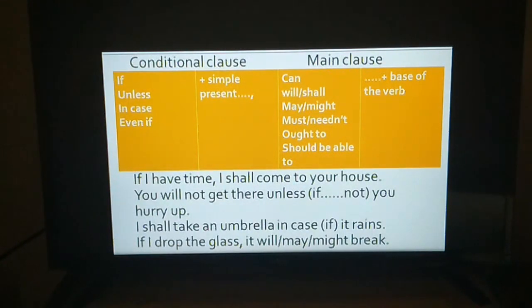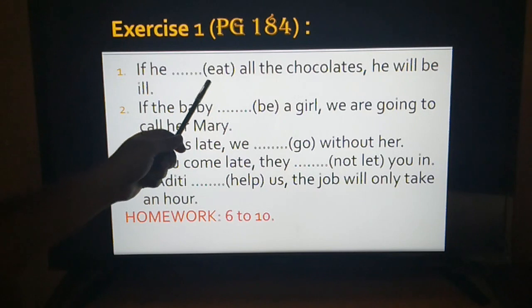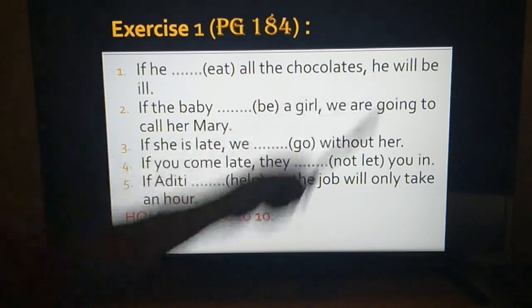After this, we go to the textbook exercise. On page number 184, exercise 1, you can follow the textbook. If he dash all the chocolates, he will be ill. It's a very simple exercise. What will be the form of the verb there? It is simple present. If he eats, it is simple present, and we know that the subject he is singular. So eats. If he eats all the chocolates, he will be ill. Simple future is used there.